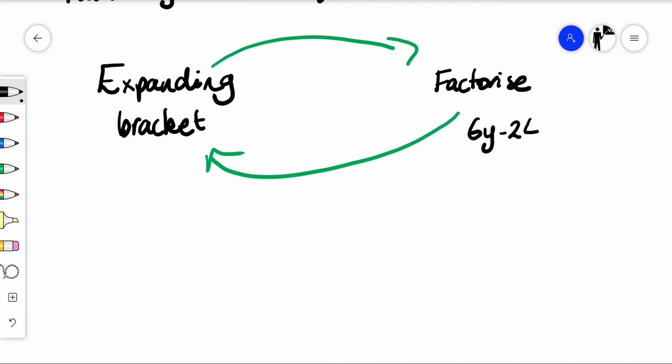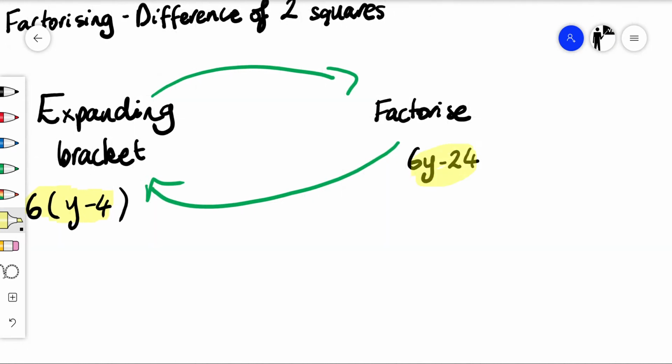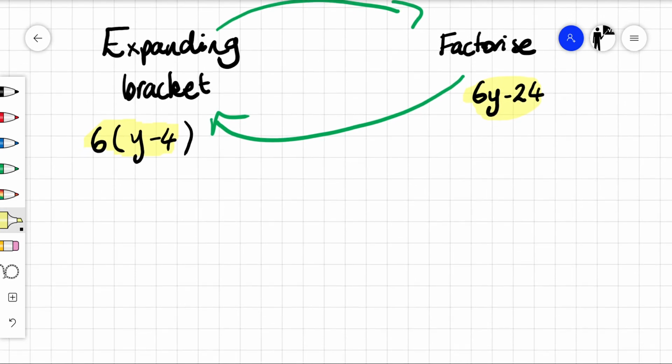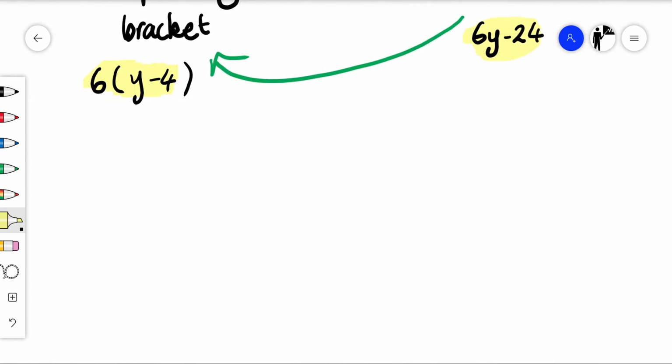So for example, if I was asked to factorise 6y minus 24, the highest common factor is 6, and then inside my bracket I would have y minus 4. And in order to check if that was correct, I could multiply out that result and that would become 6y minus 24. So it's quite cyclical.